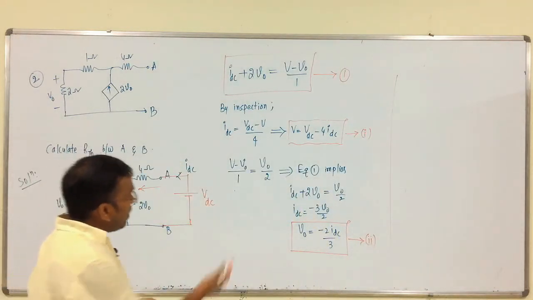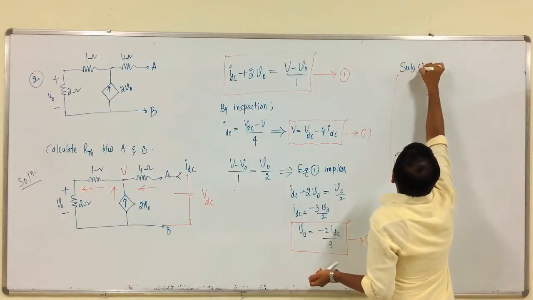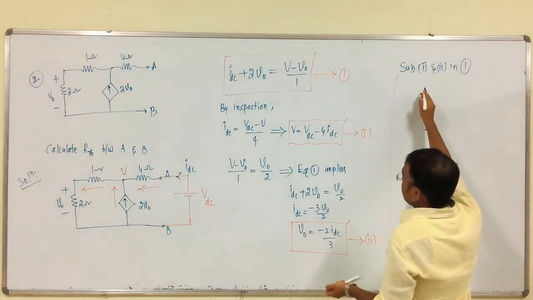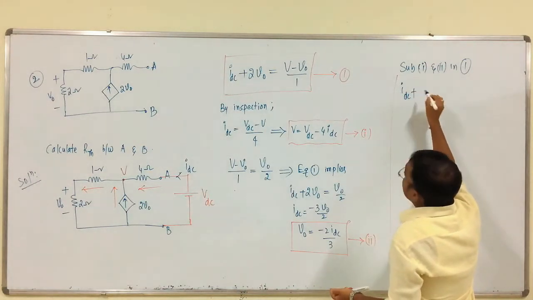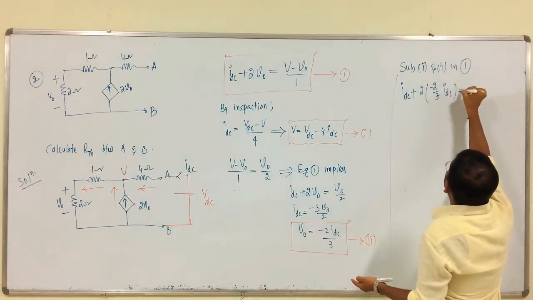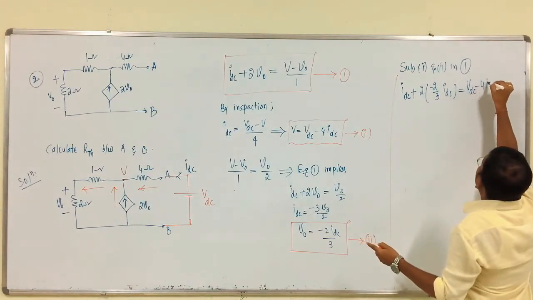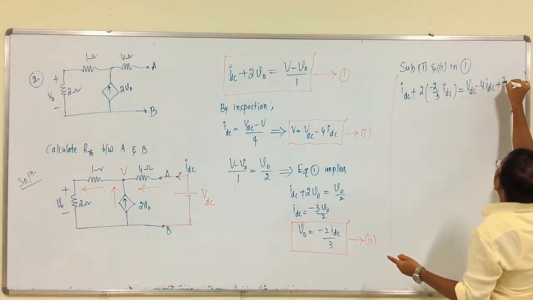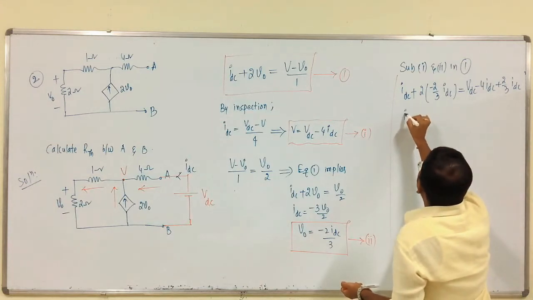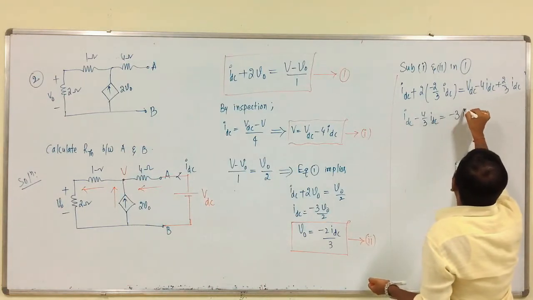Then substitute equations 1 and 2 in 1. Therefore, IDC is what? As it is IDC plus 2 into V naught, 2 into minus 2 by 3 IDC, which is equal to V minus V naught. V is nothing but VDC minus 4 IDC, minus V naught, plus 2 by 3 IDC, that is it, right? So, from this IDC minus 4 by 3 IDC is equal to minus 3 IDC.